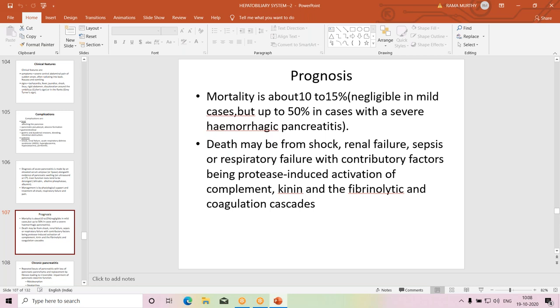And for all this, the contributory factors are protease-induced complications. There are many activated proteolytic enzymes in the blood. They will injure the blood vessels. They will cause activation of the complement, kinin, and fibrinolytic systems, so disseminated intravascular coagulation may occur. Various adverse effects may develop because of the release of these active proteolytic enzymes into the circulation. And fat necrosis may occur subcutaneously, far away from the site of the pancreas.